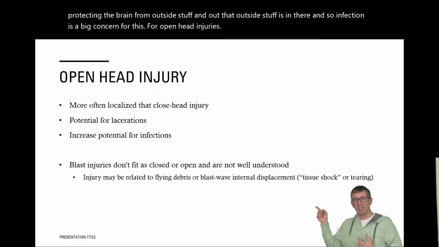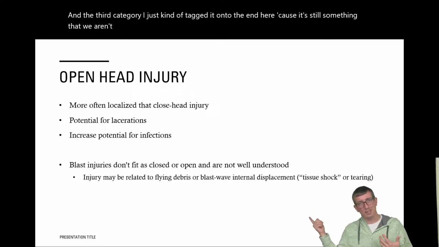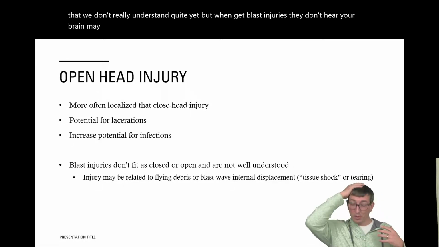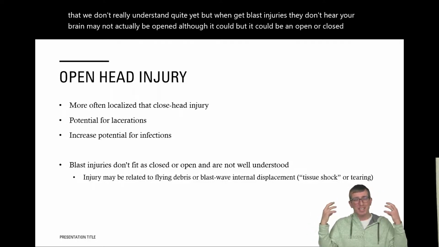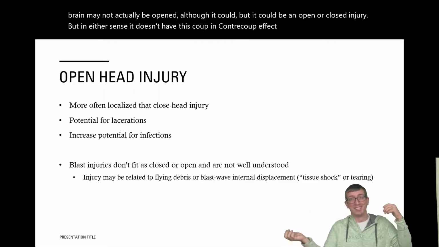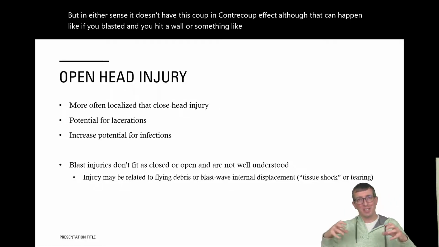And the third category, I just kind of tagged it onto the end here because it's still something that we don't really understand well quite yet. But when you get blast injuries, your brain may not actually be opened, although it could be an open or closed injury. But in either sense, it doesn't have this coup and contrecoup effect, although that can happen, like if you're blasted and you hit a wall or something like that. But it also has the shock wave.